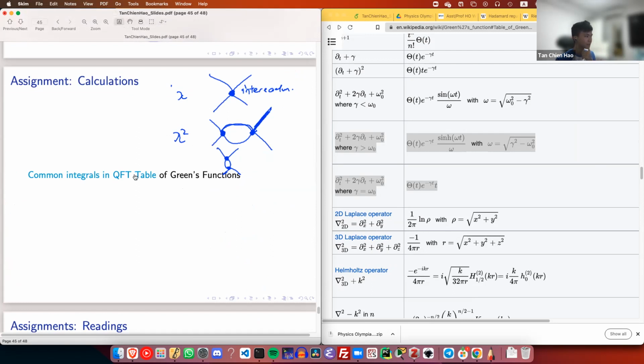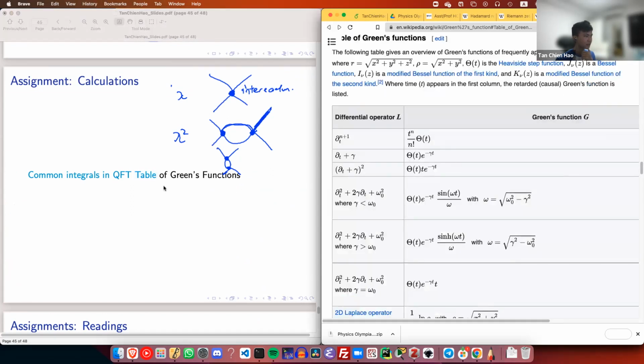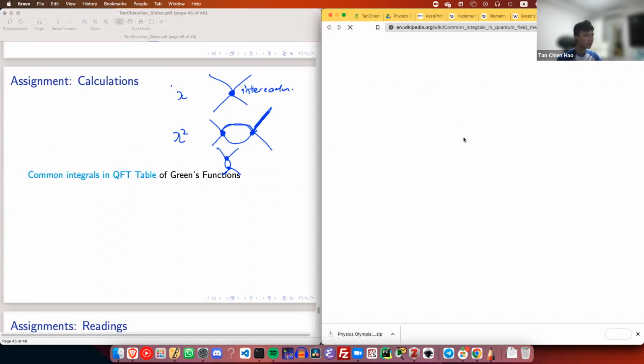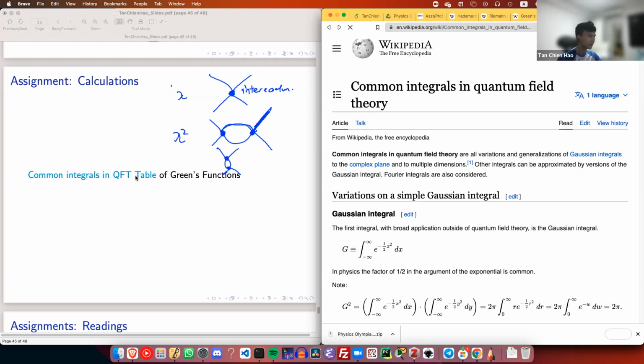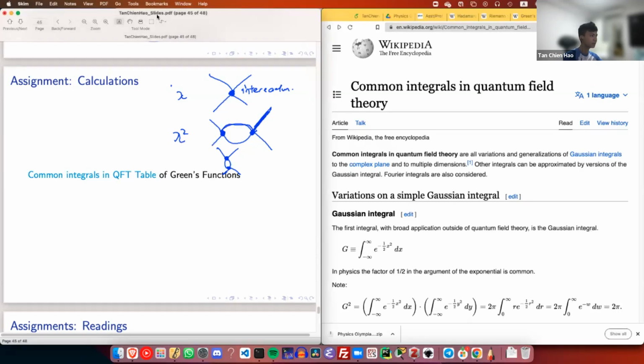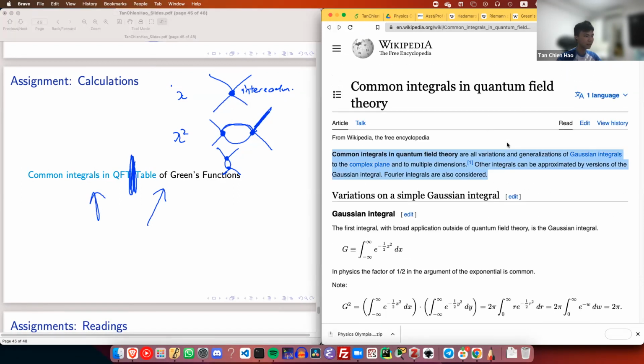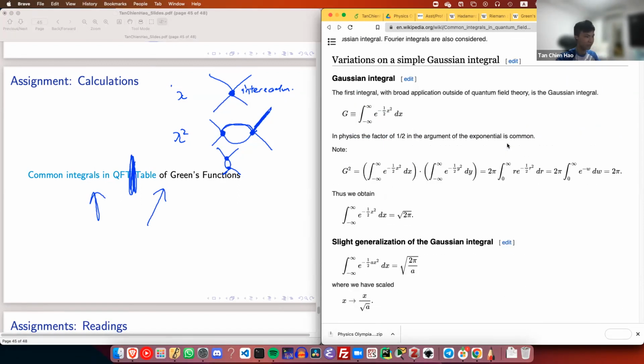So for assignments, there are two links over here. I forgot to put a new line. These are two separate links. This is one link, this is one link. Common integrals in quantum field theory. This is a very useful one to go through. Let me just roughly say which ones are more useful.